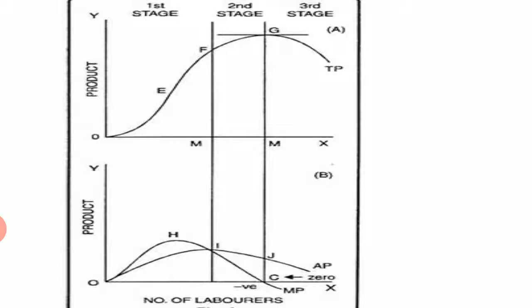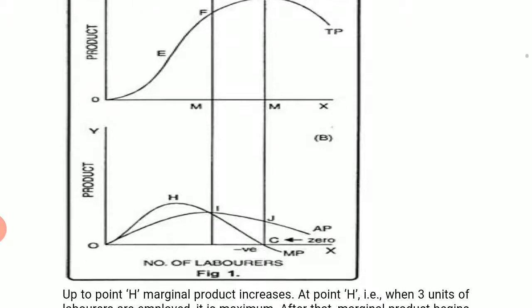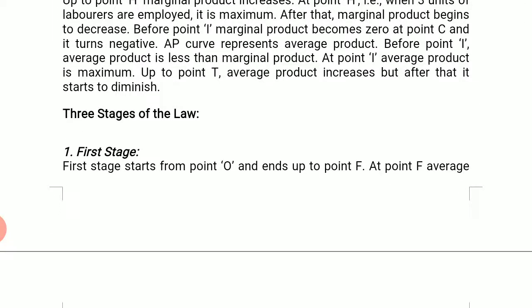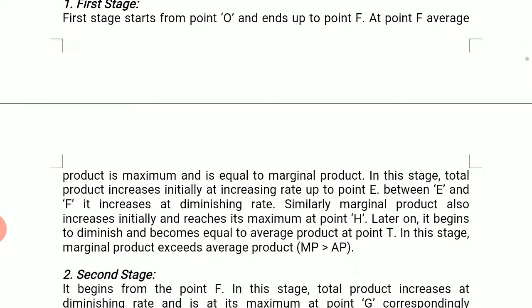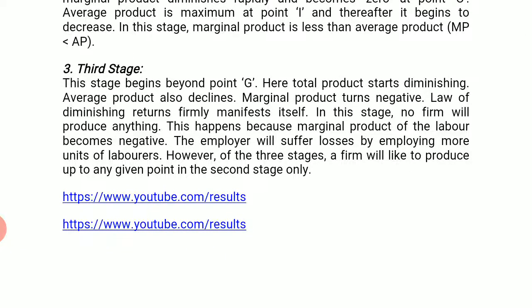In the second stage, total production is maximum, that is at point G. When total production is maximum, look at point C where marginal production is 0, and look at point J where average production is declining. In the third stage, total production is declining, at the same time average production is also declining, but marginal production is negative. Now the three stages of this law I have already explained in the diagram. First stage, second stage, and third stage.